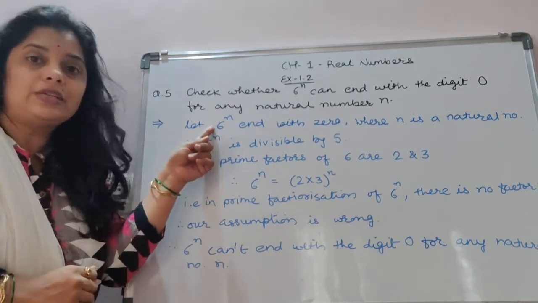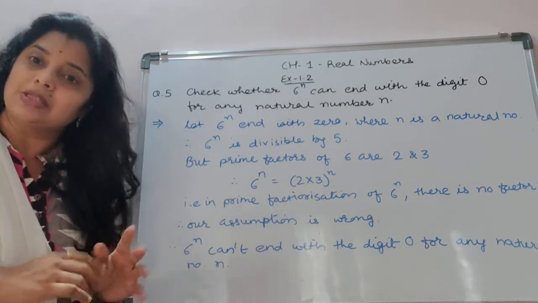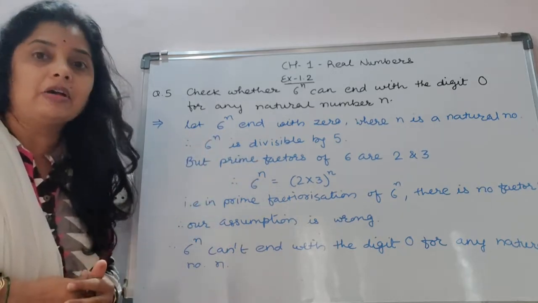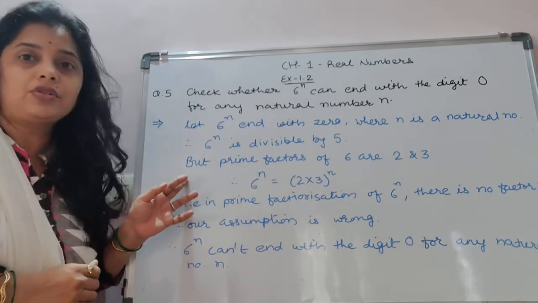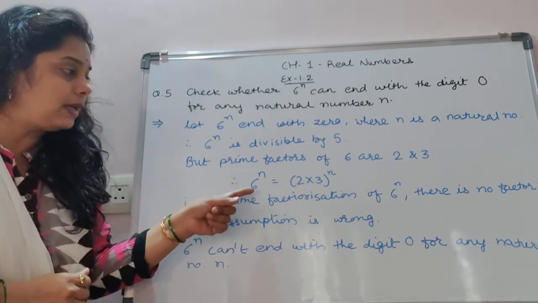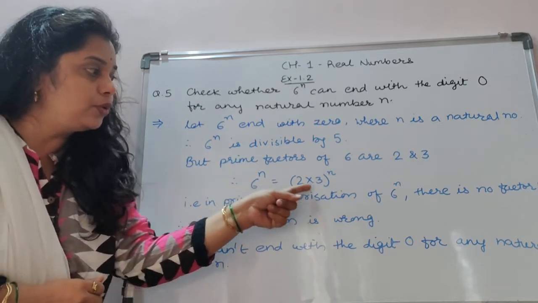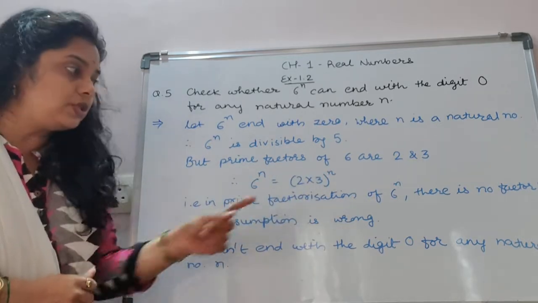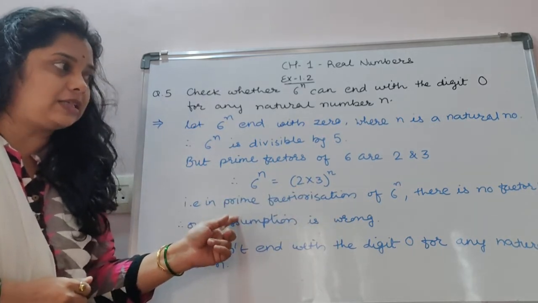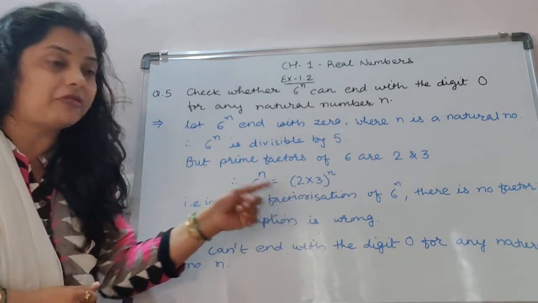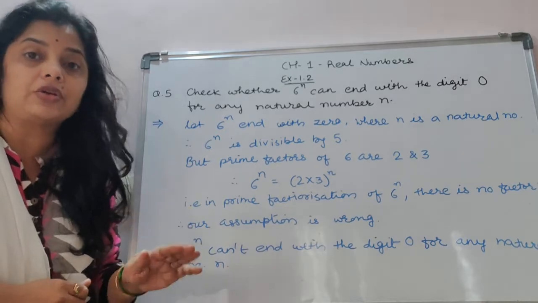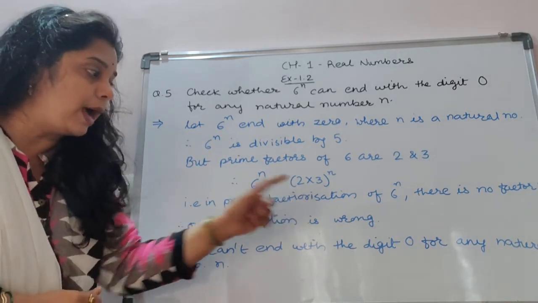If 6 raised to n ends with 0, it means it must be divisible by 5. Therefore 6 raised to n is divisible by 5. Now, the prime factors of 6 are 2 into 3. So can I write 6 raised to n is equal to (2 into 3) whole raised to n? Yes. So these are the prime factors of 6. In the prime factorization, we cannot see 5 here; there is no factor of 5 except 2 and 3.